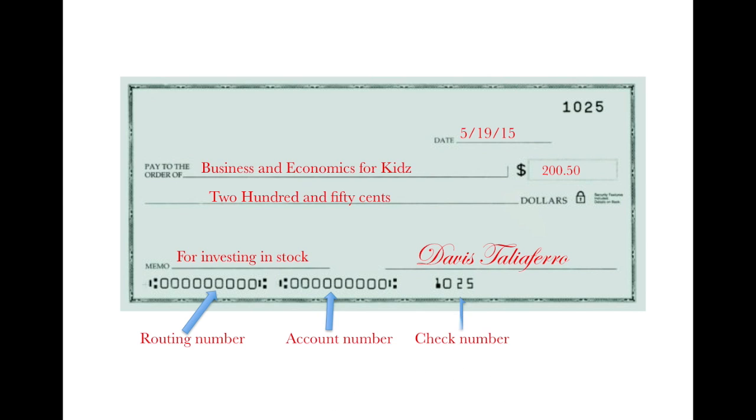To the right of that is the check number. And this number is just what number your check is, like 1, 2, 3, or 4. And in this case, it's 25.